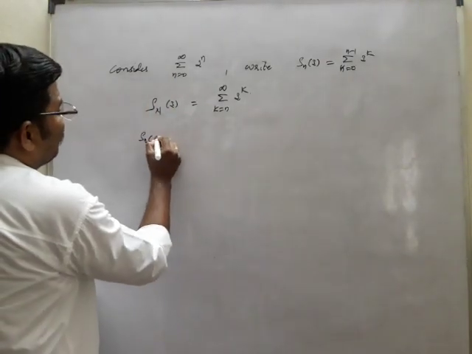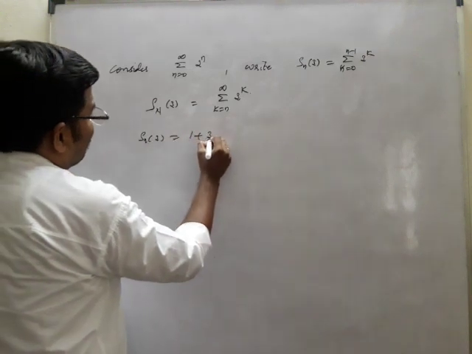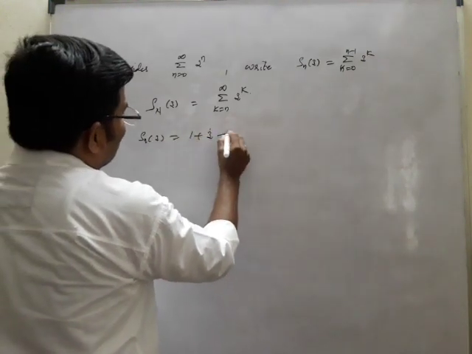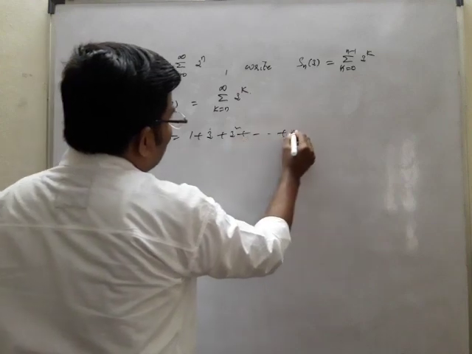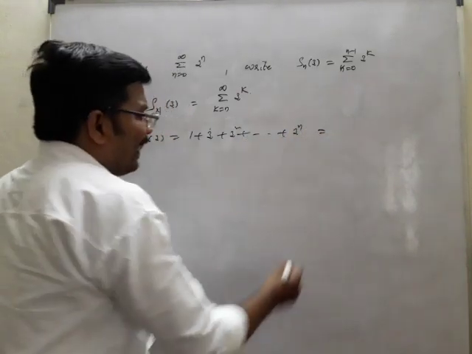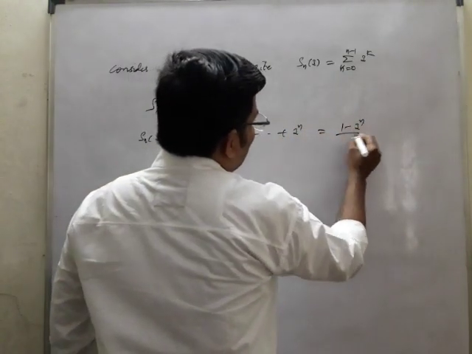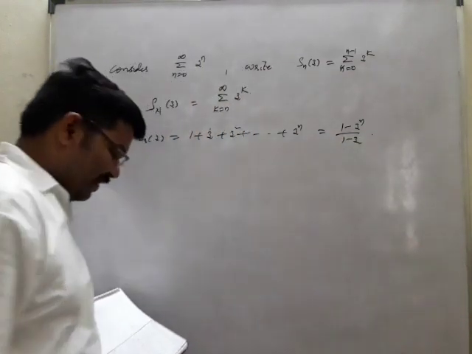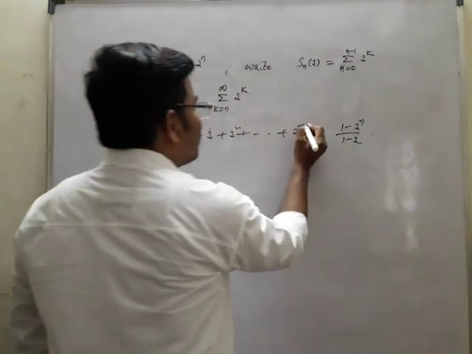Therefore Sn of z is equal to 1 plus z plus z square and so on plus z power n minus 1. This you may write as 1 minus z power n by 1 minus z, for z not equal to 1.